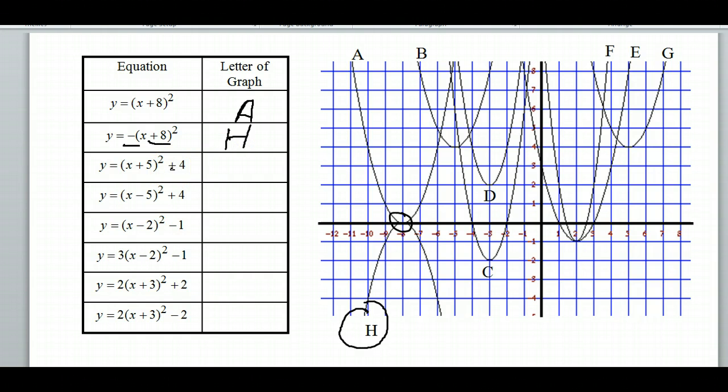Next, we have (x plus 5) quantity squared. That is a horizontal translation, left 5 units, and a vertical translation up 4 units, which will put the vertex at -5, +4. So if we look for the vertex at -5, +4, here it is, and this is graph B.